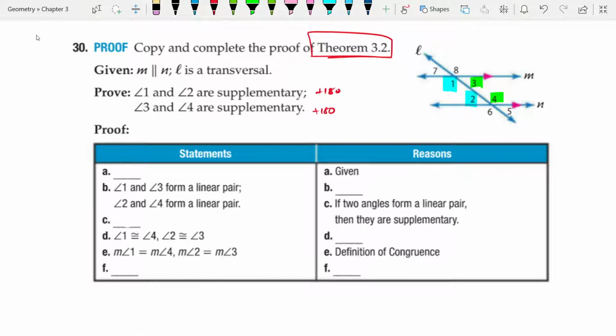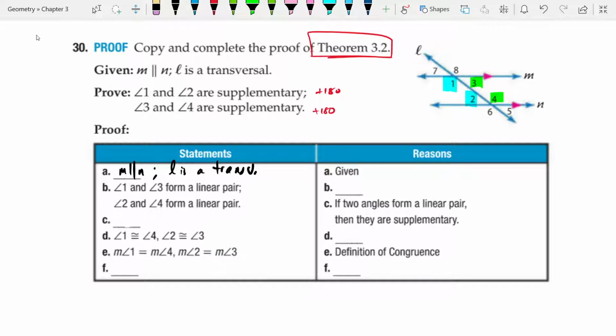So, A, given. Well, what are we given? I mean, it tells us right here. We're given M is parallel to N, semicolon, L is a transversal. All right, pretty easy. They tell us what's given right there.